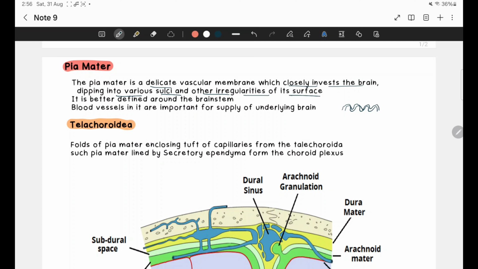Then it is better defined around the brain stem. Then the vessels in it are an important supply for the underlying brain. So the brain needs blood supply, which is carried by the pia mater. So it is a vascular structure.